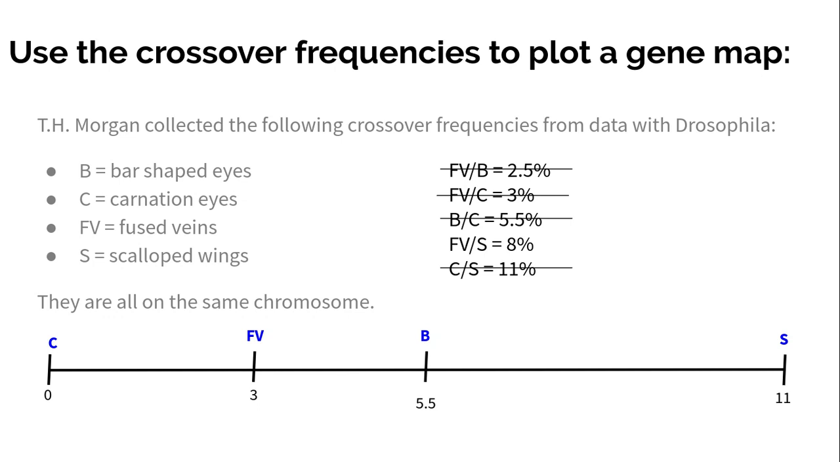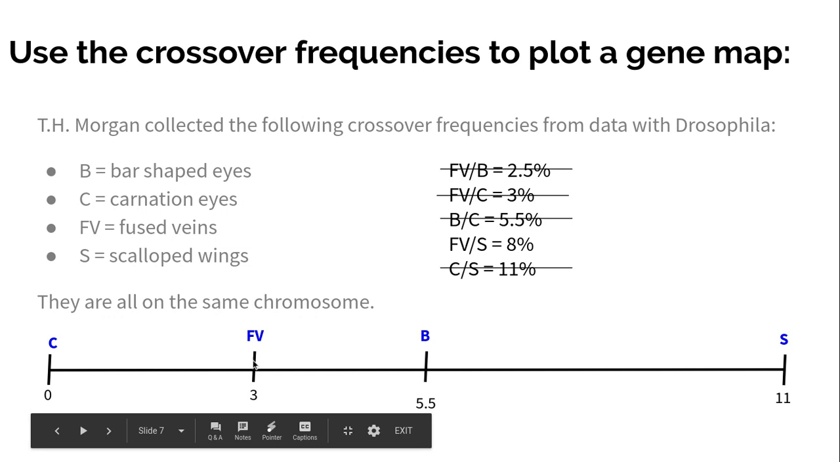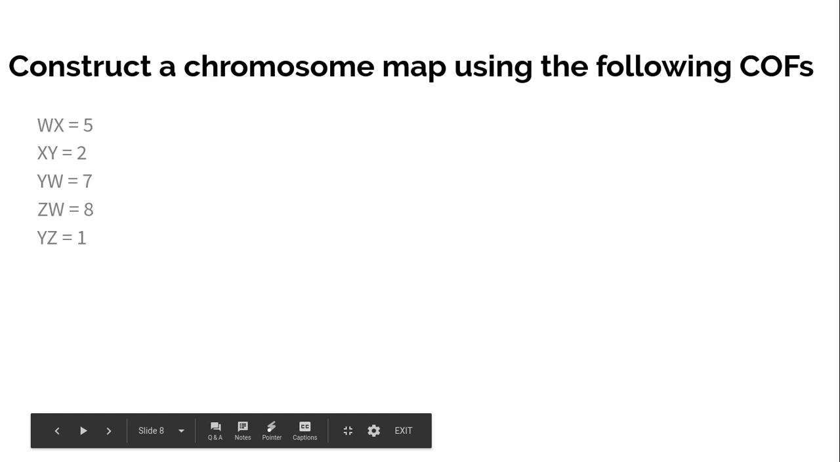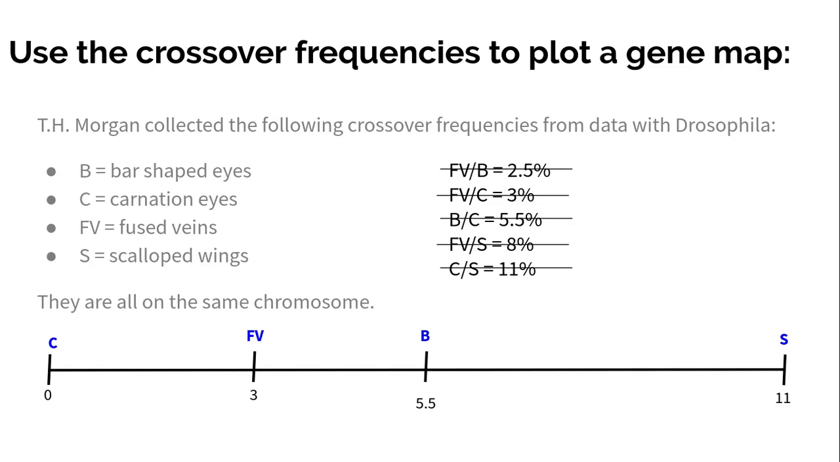My last one says that FV is 8% away from S. So I just want to make sure that's true. I plotted this at 3%, that 3 here. Okay, and 3 to 11 is 8. And that means we are good.